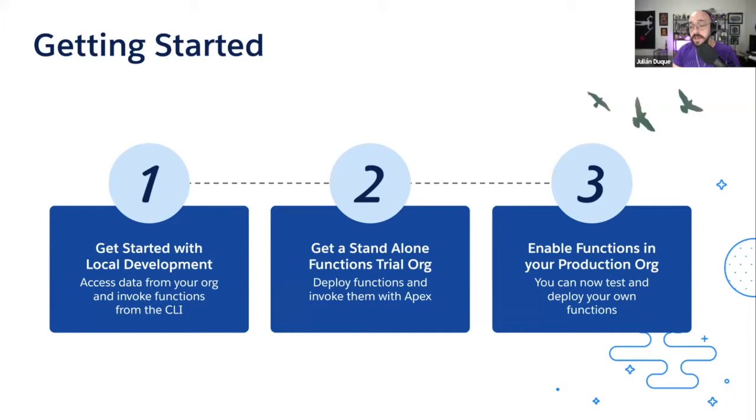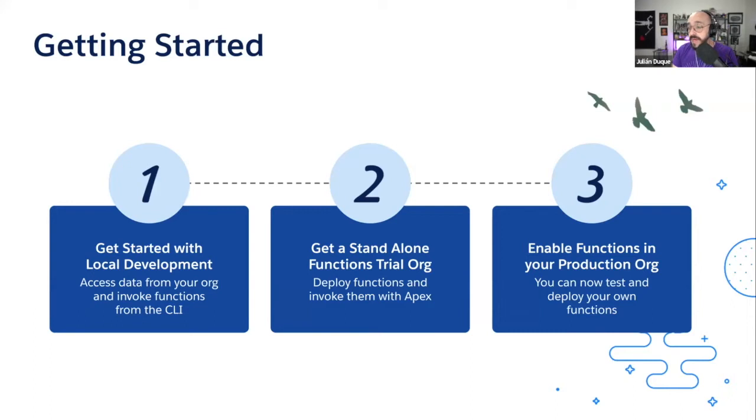The second step is you can go and get access to the trial org. Right now, we have a limited trial. You can get access to a functions enabled org that will be available for 30 days. And after you get the trial, you have access to this org that already has functions, and you can deploy your applications to the compute environment and trigger the functions from Apex.